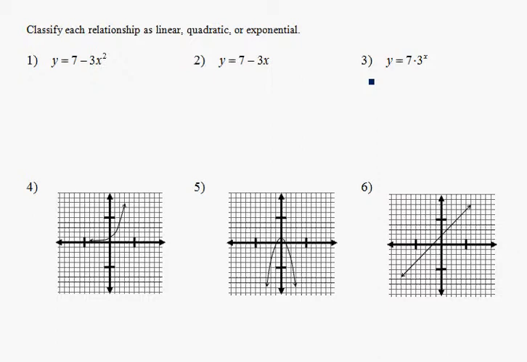A linear function is just a polynomial function with degree 1. So look for an x that's just by itself, not raised to any other exponents. When I look at my first function rule, I see an x squared. When I look at my third function rule, I see that the x is in the exponent. So it's the second function rule that represents a linear function.